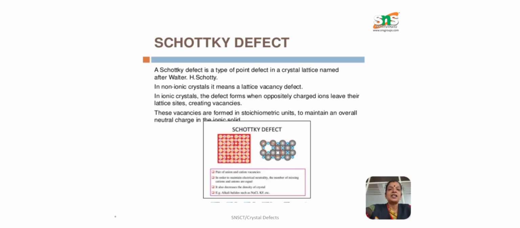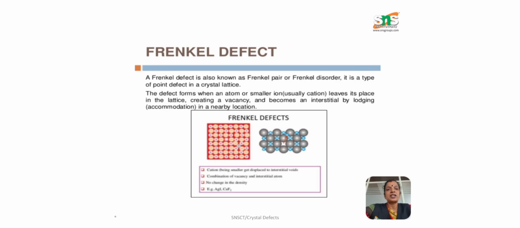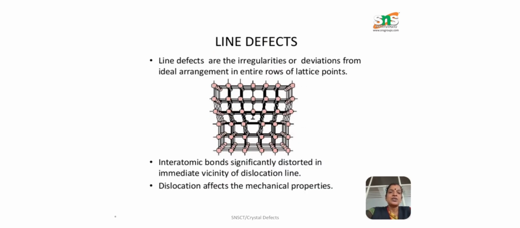So next we can see the Schottky defect. In Schottky defect, a pair of ions, that is a positive and a negative ion, together are missing from their places. That is called Schottky defect. Frenkel defect is nothing but the smaller ion, that is the cation, missing from its position. That is called a Frenkel defect.